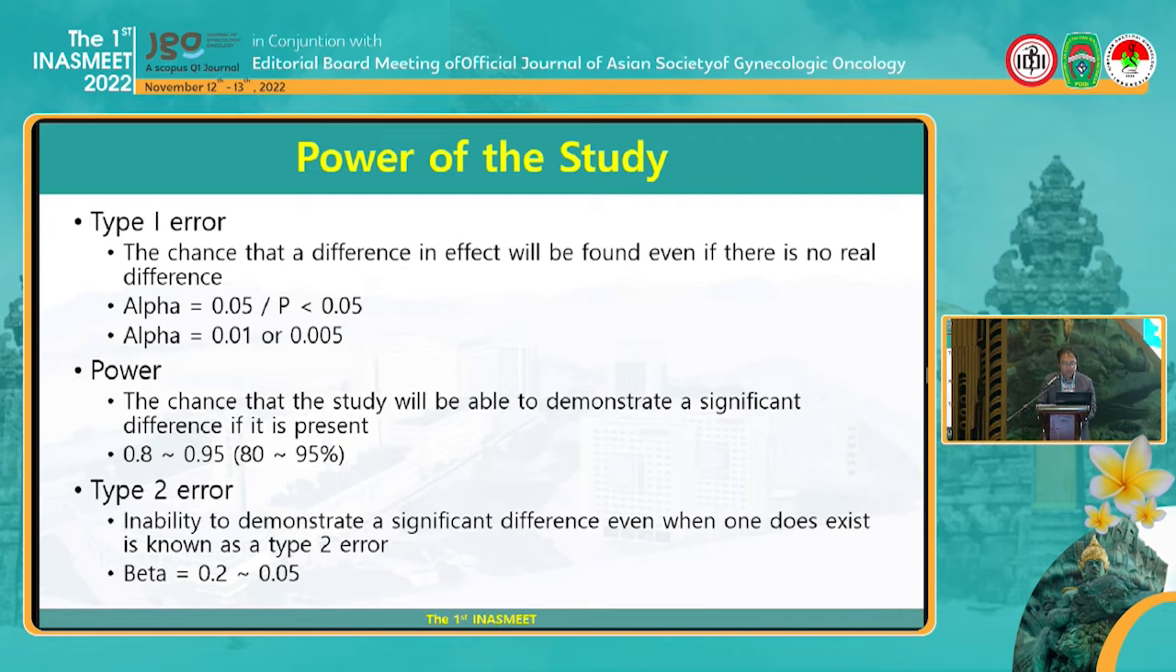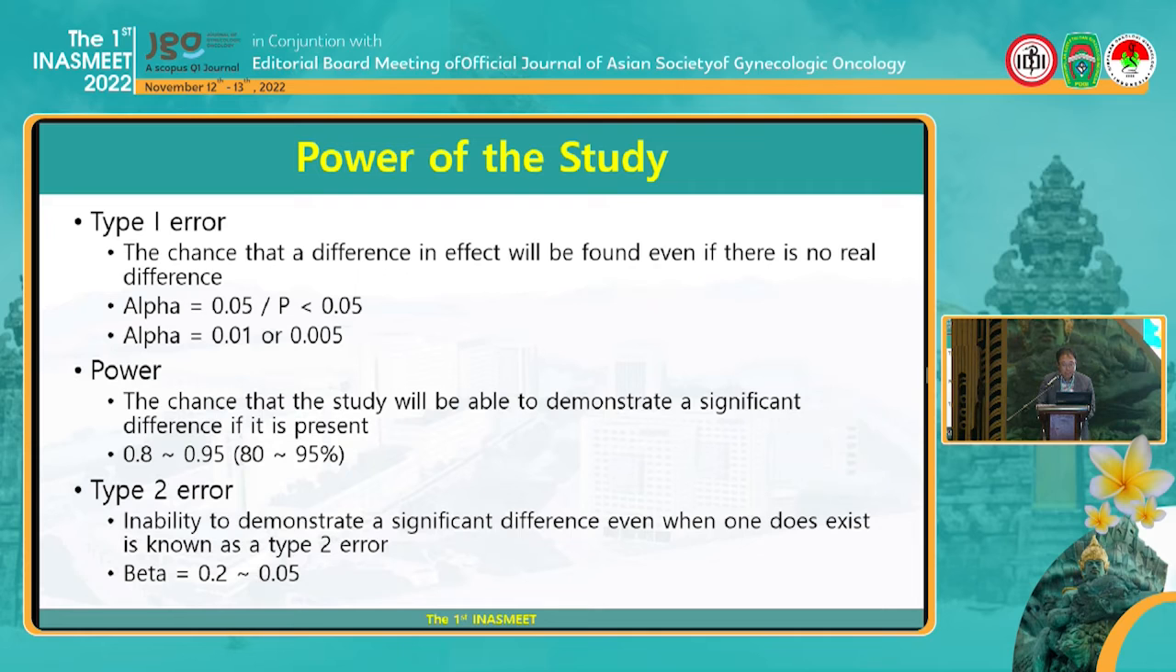However, it is not necessary to fix this at 0.05, and other levels of significance, 0.01 or 0.005, may be chosen. In contrast, it is also possible that a significant difference may not be observed even if there is a real difference present. The chance that the study will be able to demonstrate a significant difference if it is present is known as the power of the study. By convention, the power of the study is fixed at 0.8 to 0.95 level, 80% to 95%.